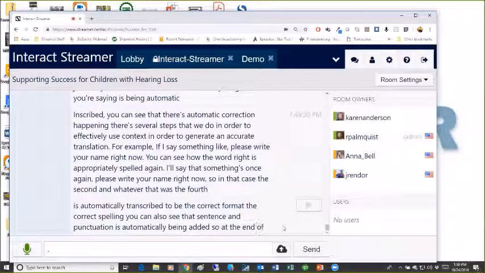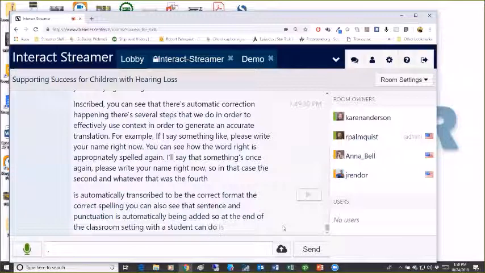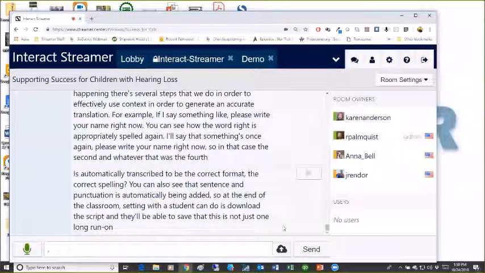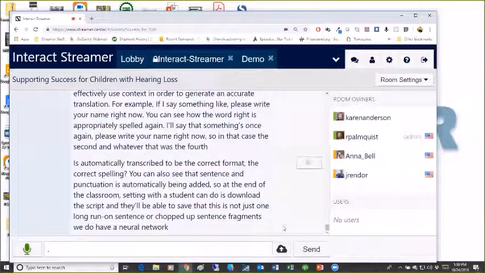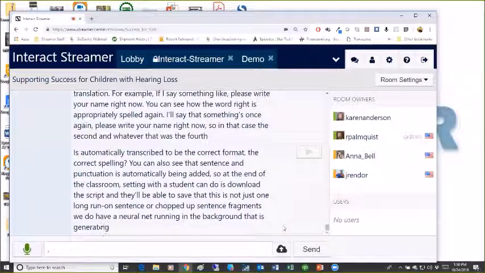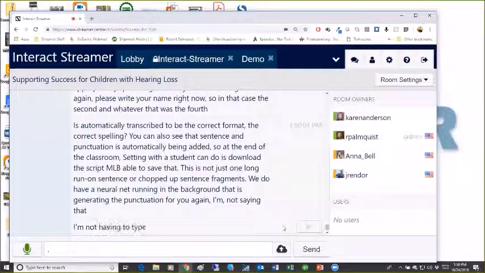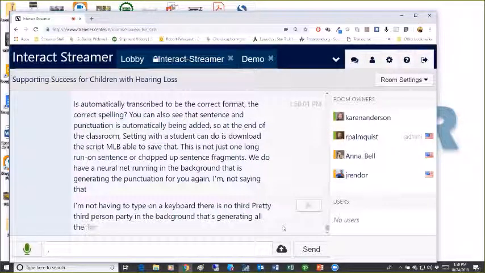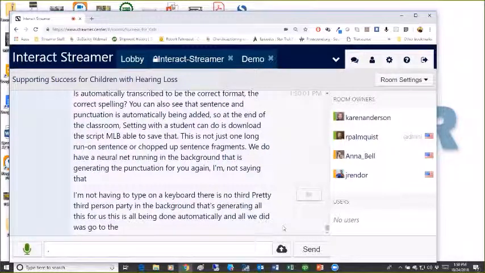So at the end of the classroom setting, what the student can do is download the transcript, and they'll be able to save that. This is not just one long run-on sentence or chopped up sentence fragments. We do have a neural net running in the background that is generating the punctuation for you. Again, I'm not saying the punctuation. I'm not having to type on a keyboard. There is no third party person in the background that's generating all this for us. This is all being done automatically, and all we did was go to the website.